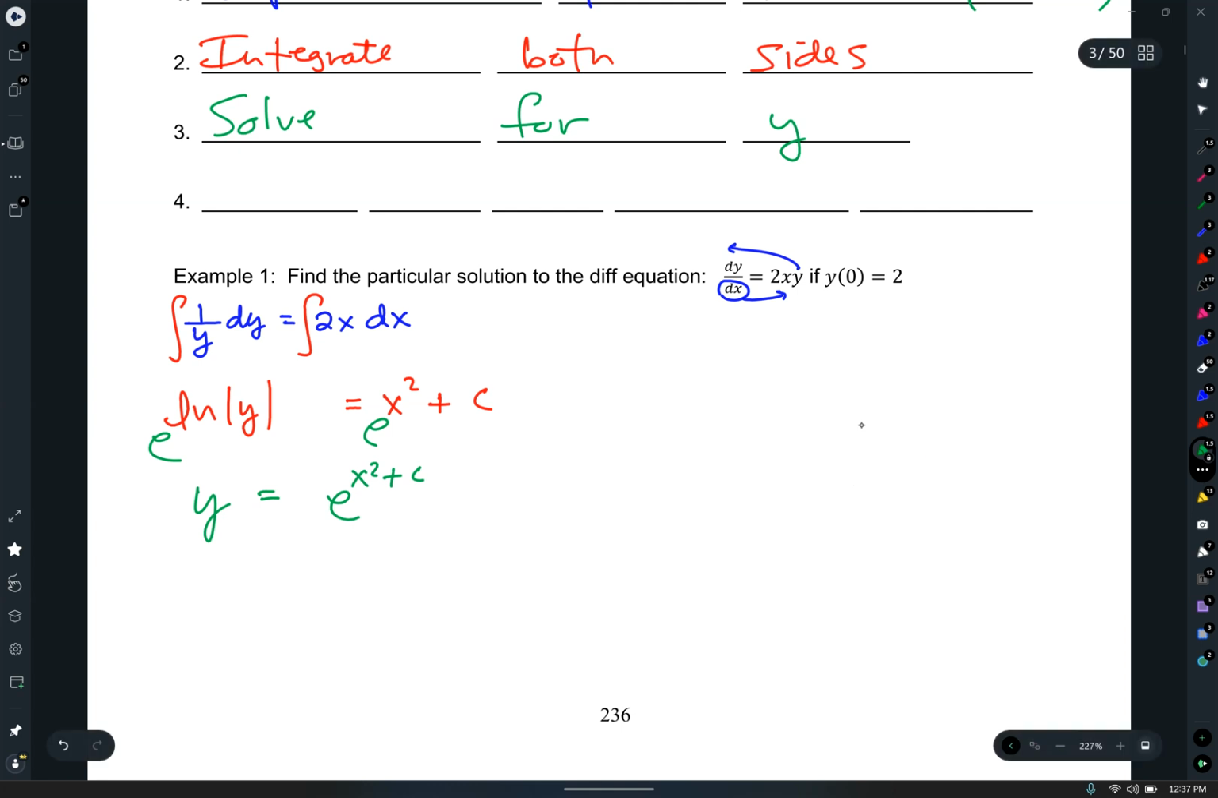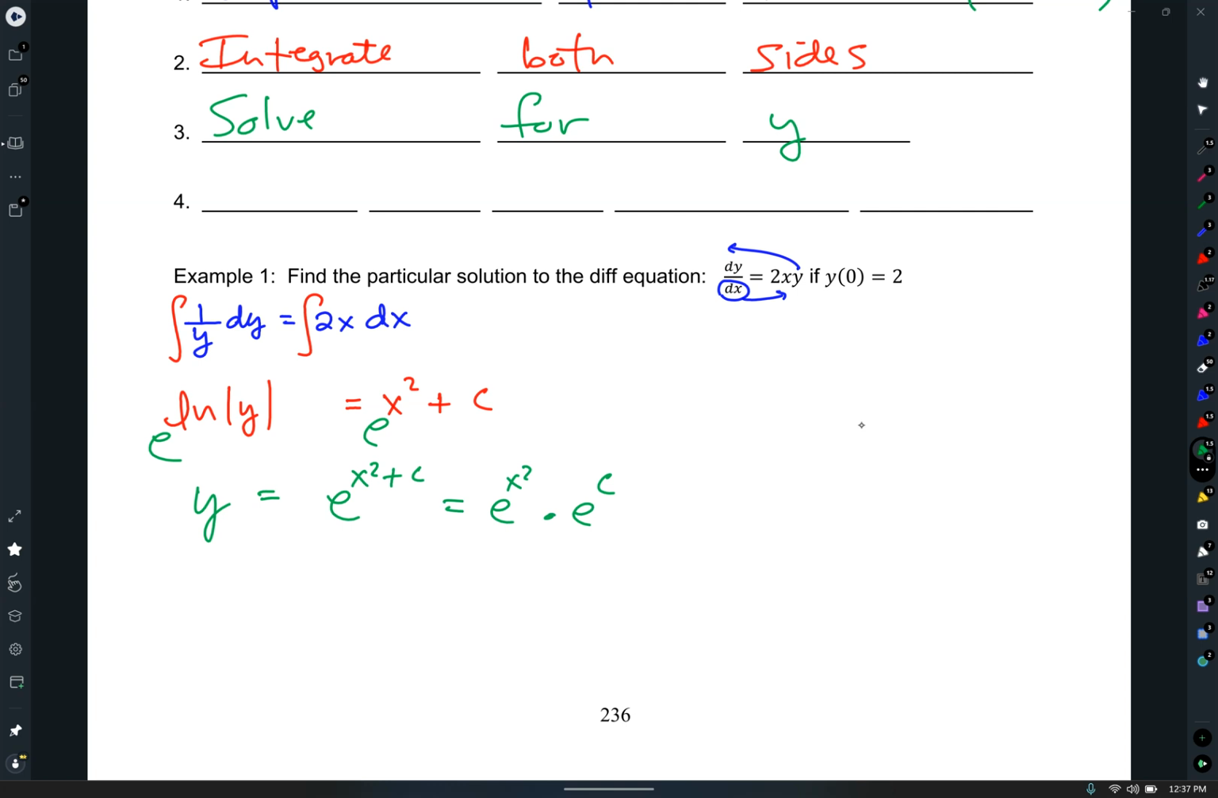Would you agree, don't write, just watch for a minute, would you agree that this e to the x squared plus c is the same as e to the x squared times e to the c? Because in order to combine them, wouldn't you add your exponents? And then wouldn't that become x squared plus c? Don't write, just take it in for a minute. Everybody with me?